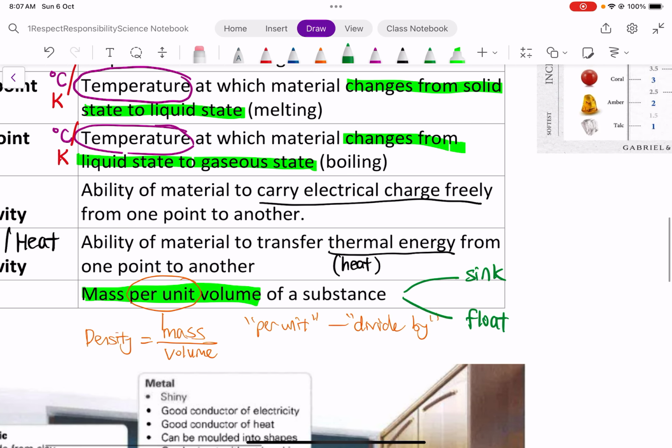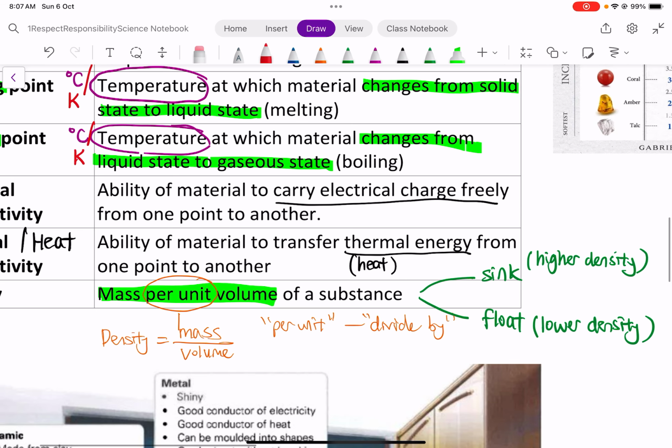So for instance, steel would sink in water. It sinks in water because it has a higher density than water. On the other hand, wood floats on water. Wood floats because wood has a lower density than water. So the concept of sinking and floating in a particular material is related to the density of the materials. Okay? And remember, the formula for density is mass over volume.